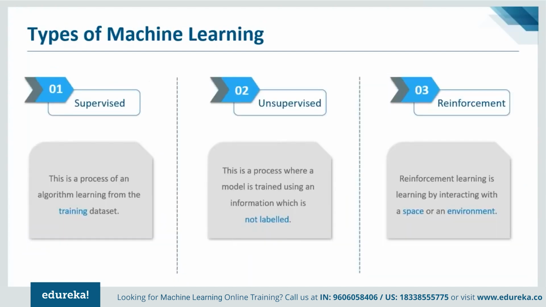Next, machine learning is classified into three types, that is supervised learning, unsupervised learning, and reinforcement learning. So we have already discussed all these three types of machine learning. So you can go back to the video What is Machine Learning. So for now, let me just recap all these three algorithms.